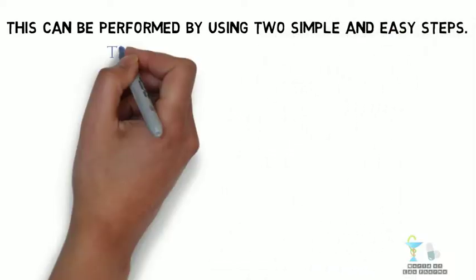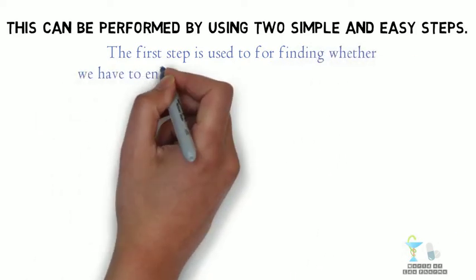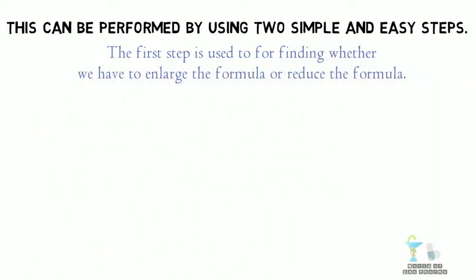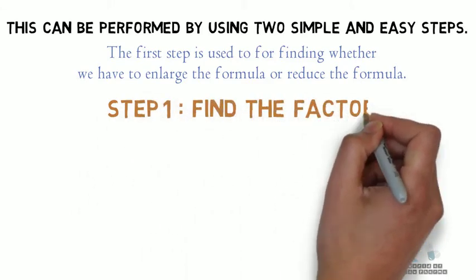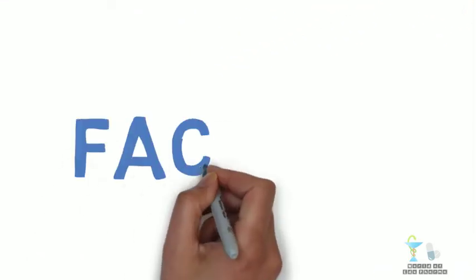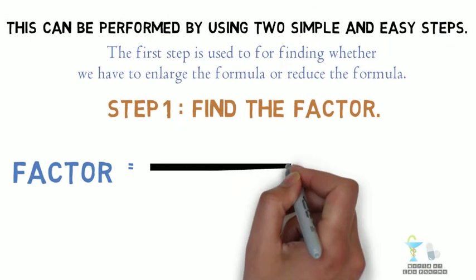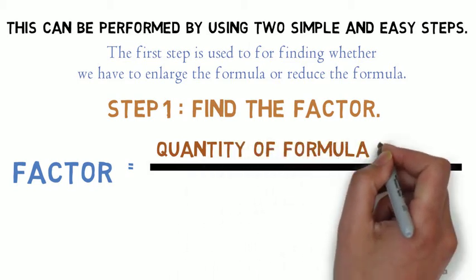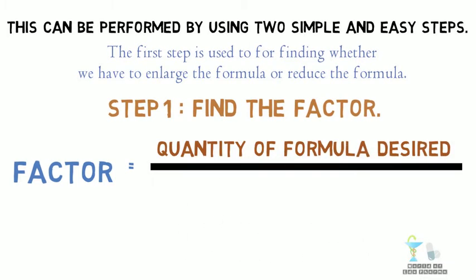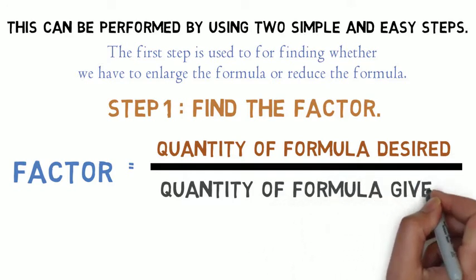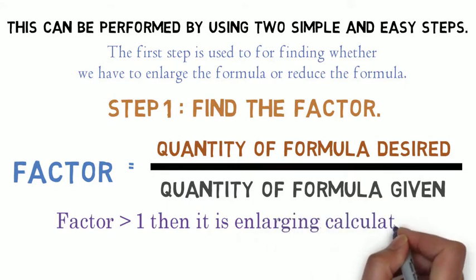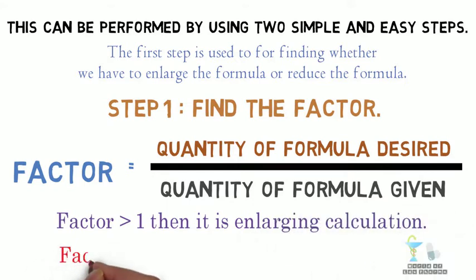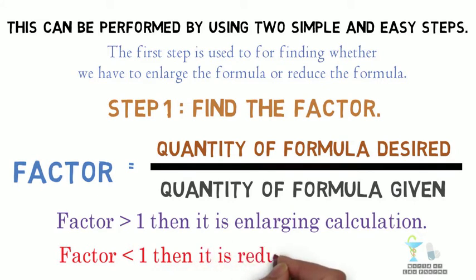The first step is used for finding whether we have to enlarge the formula or reduce the formula. Step 1 is to find the factor. By using the given information in the question, we have to determine the factor. The factor can be found by dividing the quantity of formula desired by quantity of formula given. Hope you understand this. If the factor found is greater than 1, then it is enlarging calculation. In addition, if the factor is less than 1, it is reducing calculation.